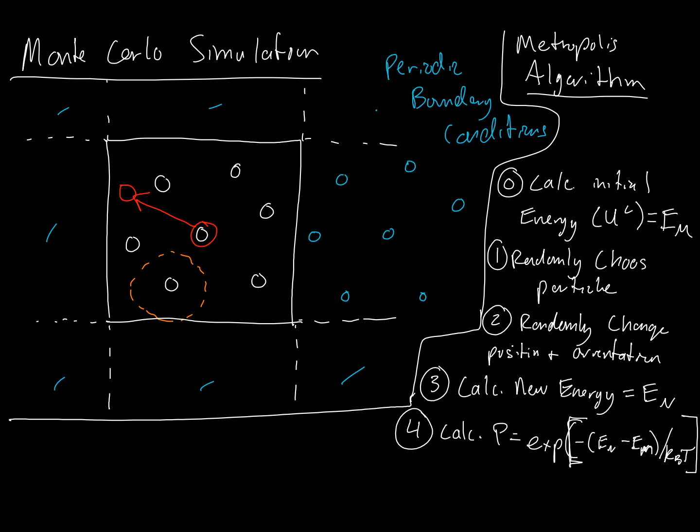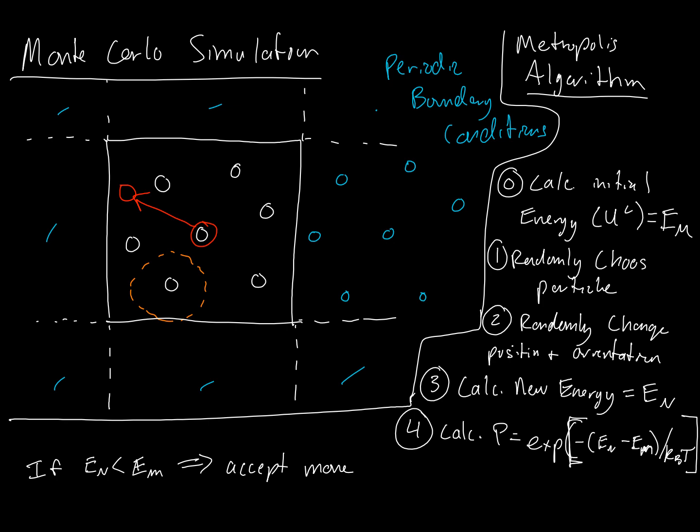Okay, so this probability formula will give us a number. So if En is less than Eo, which means that the new configuration has a lower energy, that move is okay. It lowers the system energy. We're marching ourselves toward minimum free energy of the system.